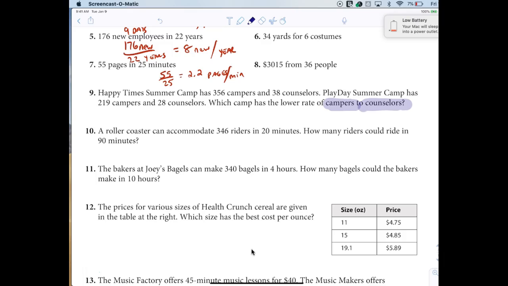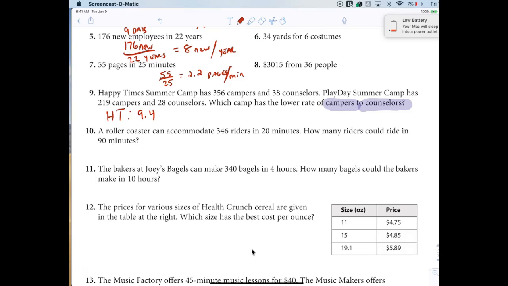William, are you with me on that? It doesn't have anything to do with which one's bigger or which one's smaller. It's which one is written first and which one is written second. Go. And then the answer for number... is Playday Summer Camp. Well, I don't know. I want to do Happy Times first. Oh, I want you to tell me what that ratio is.